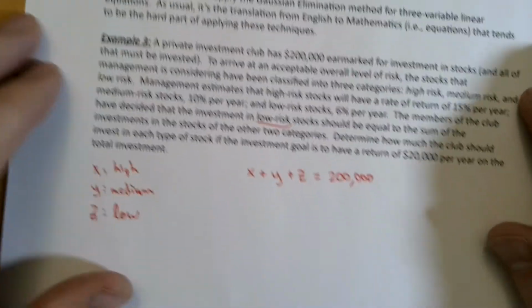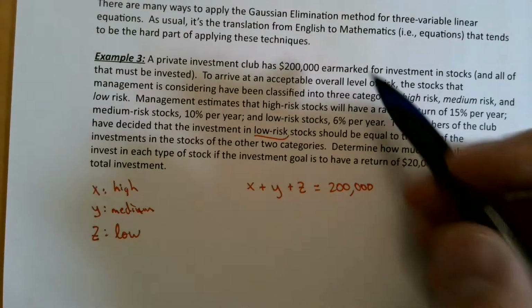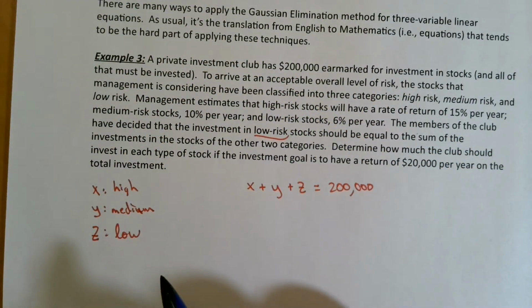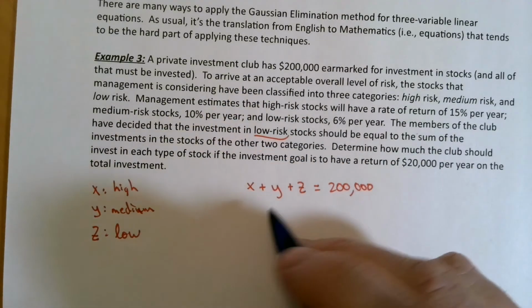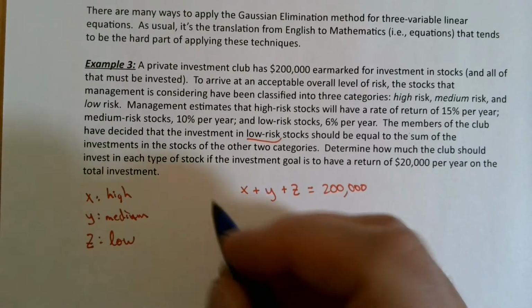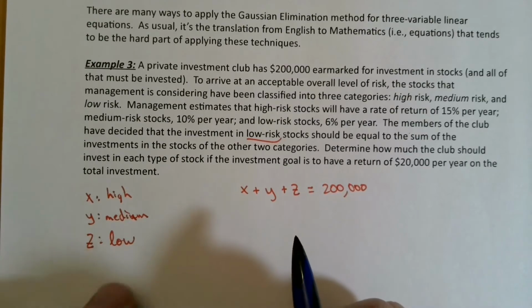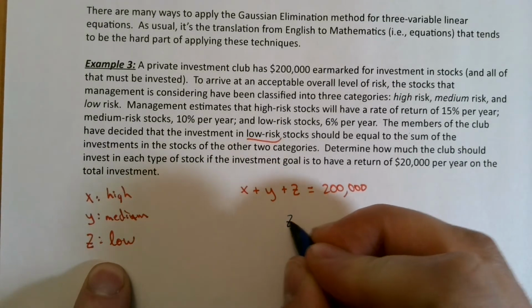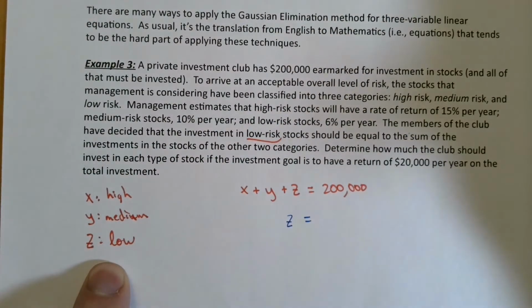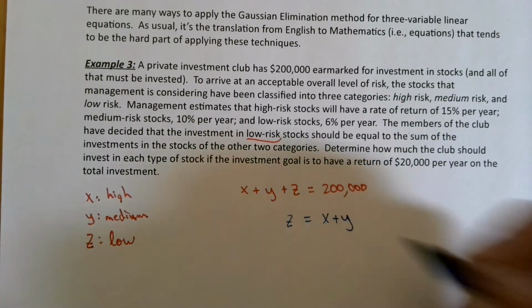Anyway, we're back to this problem where we identified three variables in our investment club: high, medium, and low risk. We noted we were going to invest all 200,000 in those three things. So we had our first equation here. Then we said that the low risk stock, which is Z, was to be equal to the sum of the investments in the stocks of the other two categories. So that would be X plus Y.